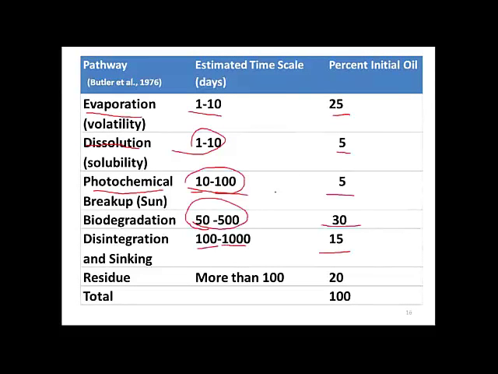Okay. Thanks. But again, these are ranges. I wouldn't want you to say, oh, I'm going to go to a spill tomorrow and I'm going to measure and it's going to be these numbers. It might not be. It'll be in these ranges most likely. Okay? You bet. Any other questions?